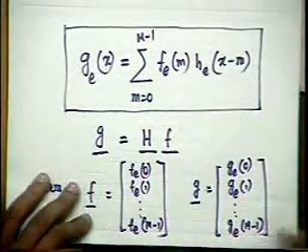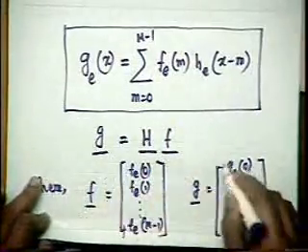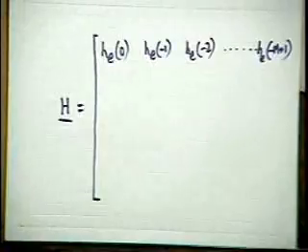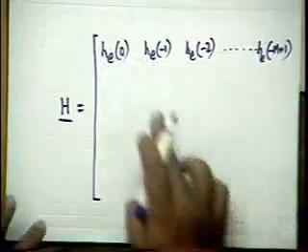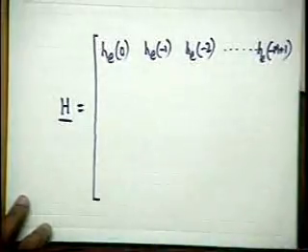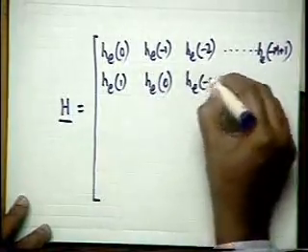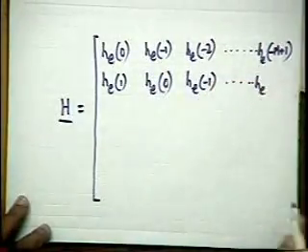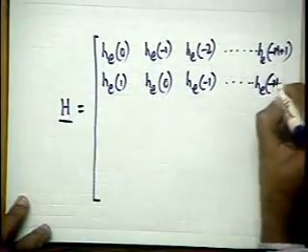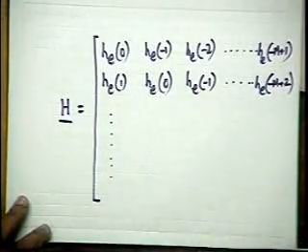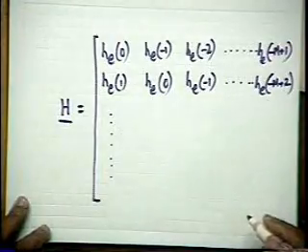Is that acceptable? I have already defined what this F vector is, what this G vector is. Fine. Now, this was the first row. What is going to be the next row's first element? h_e(1). What is going to be the next element? What is going to be the next? The last? h_e(-M+2). Very good. Like this, I can keep on computing. What is going to be the last row?